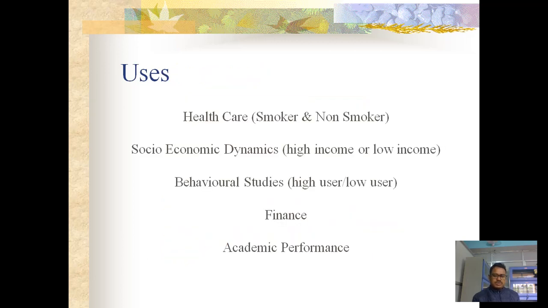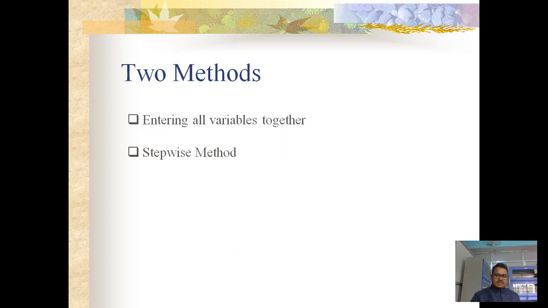Some of the uses of linear discriminant function analysis are as follows. In healthcare, if we are to classify smokers and non-smokers based on different diseases, then we may use linear discriminant analysis. Likewise, for socioeconomic dynamics like low income or high income, we may use linear discriminant analysis based on different characteristics that we set in the analysis. Apart from that, it can be used for behavioral studies like low user, high user of certain products. Also for finance and academic performance, we can use linear discriminant function analysis.